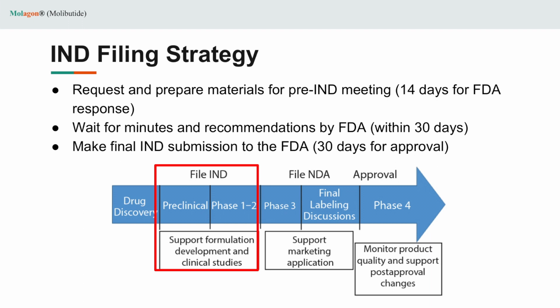After 30 days, the FDA will send meeting minutes and recommendations for the project, and once these are reviewed, a final IND submission is submitted to the FDA. So we must wait another 30 days before the FDA approves or denies. Once this is all approved, phase 1 trials in human may begin.